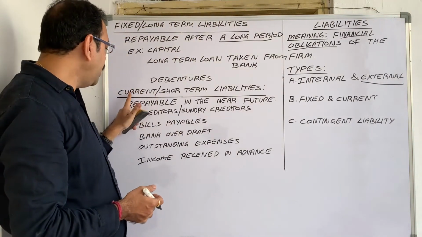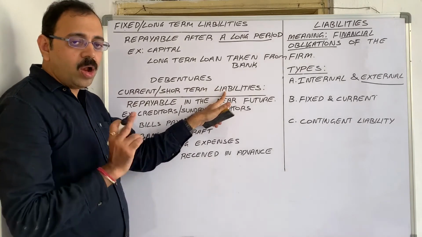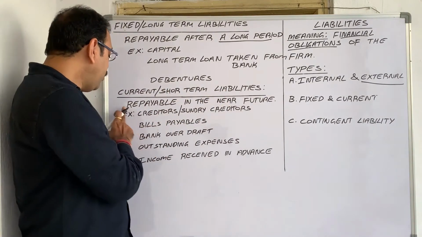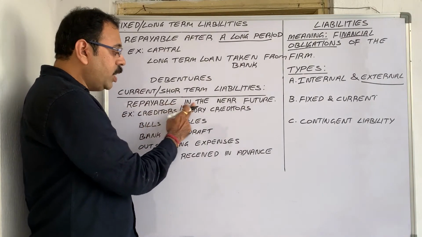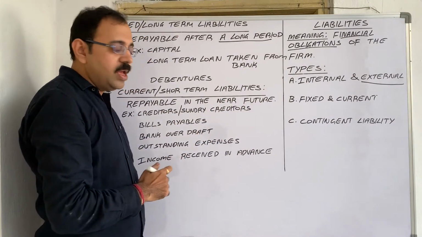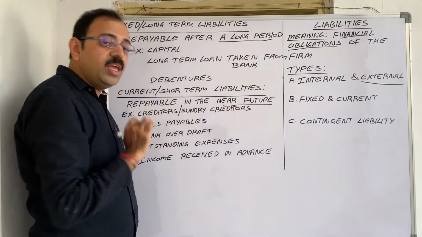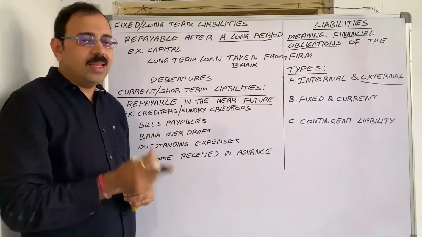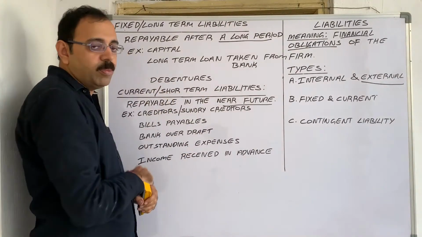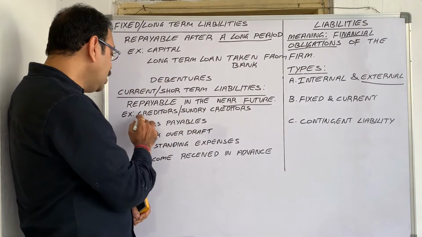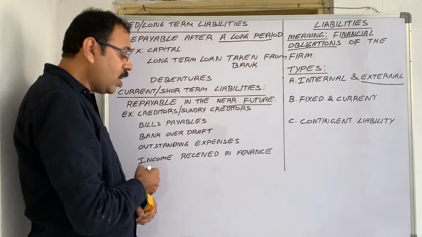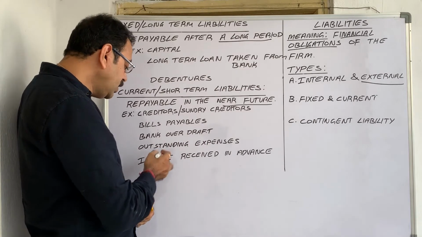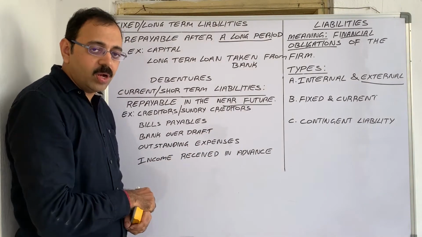The next type is current liability, also known as short-term liability. Means what? If any liability is repayable in the near future, nothing but within 1 year, if we have to repay the loan which we have taken, that liability comes under current liability. Examples: creditors or sundry creditors, bills payable, bank overdraft, outstanding expenses, income received in advance.